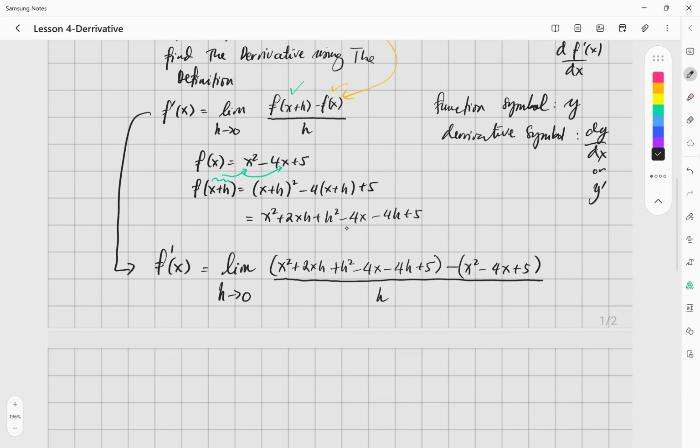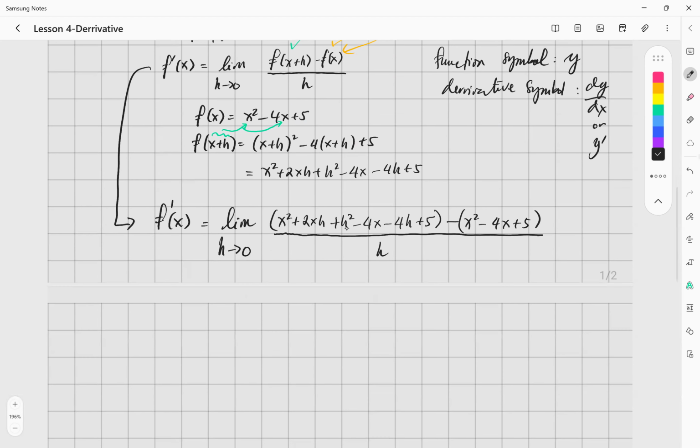Do you understand this? All right. Don't worry. Later on in the derivative, you have properties so that you don't have to write this. It will make your life easier.